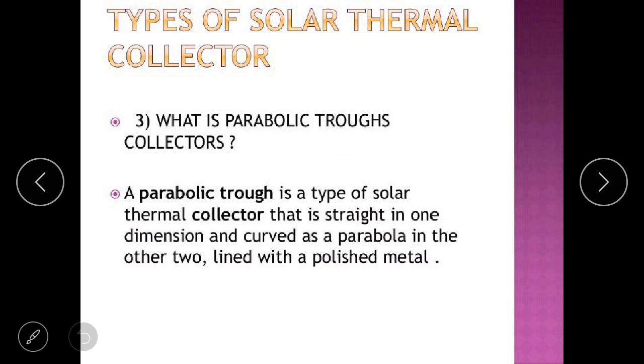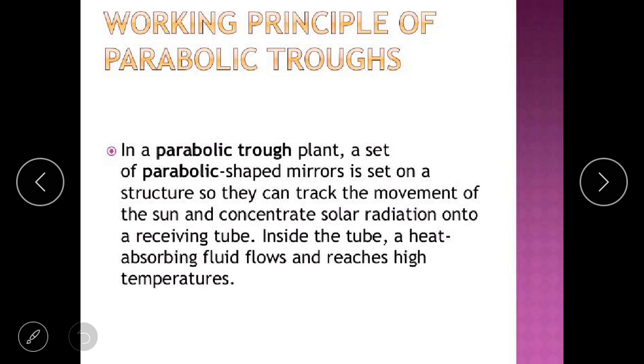What is a parabolic trough? A parabolic trough is a type of solar thermal collector that is straight in one dimension and curved as a parabola in the other two, with polished metal. It is generally designed in a parabolic shape. In a parabolic trough plant, a set of parabolic shaped mirrors is set on a structure so that it can track the movement of the sun and concentrate radiation onto the receiving tube. Inside the tube, a heat absorbing fluid flows and reaches high temperature.